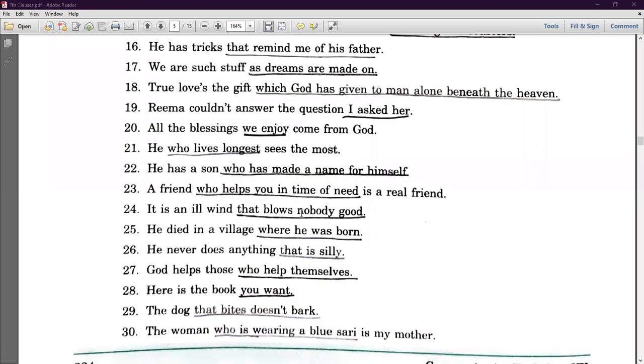Here is the book you want. The dog that bites doesn't bark. The woman who is wearing a blue sari is my mother; "who is wearing a blue sari".